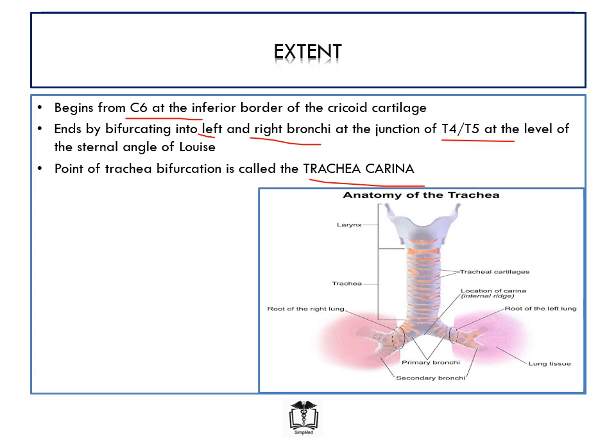So just to illustrate, the trachea begins just after the larynx at the inferior border of the cricoid cartilage. This is at C6, and it descends inferiorly from the neck into the thorax. At the thorax, it ends at the junction between the superior mediastinum and the inferior mediastinum by bifurcating into the right and left bronchus. This point here is what we call the tracheal carina, and it marks the junction between the fourth and fifth thoracic vertebrae, T4-T5.